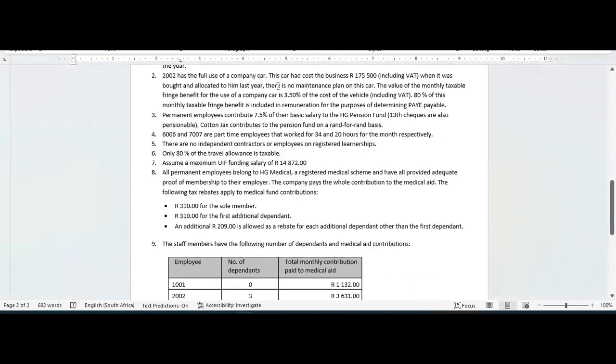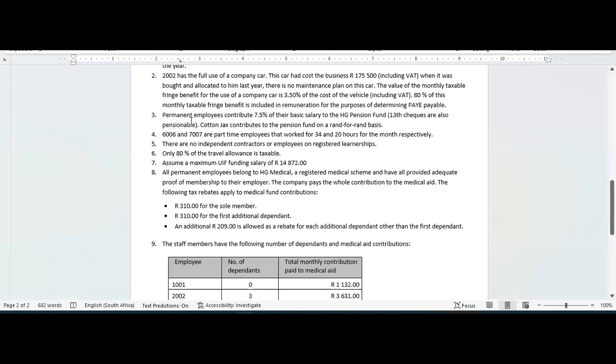And then they give you a lot of details about the company car. It cost 175,500, that's inclusive of VAT. The monthly taxable benefit is 3.5%. And here they don't even say to us how it was used. From the beginning, they tell us 80% must be included when we determine the pay-as-you-earn. So we can work with 80% from the outset.